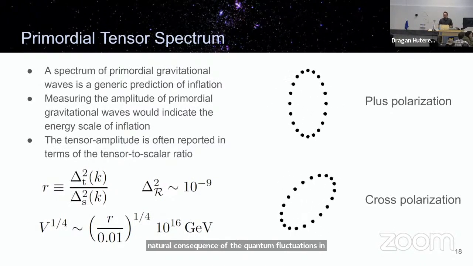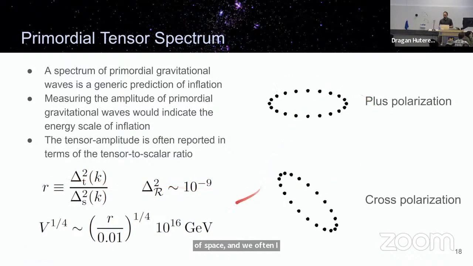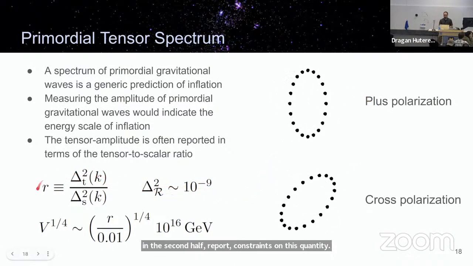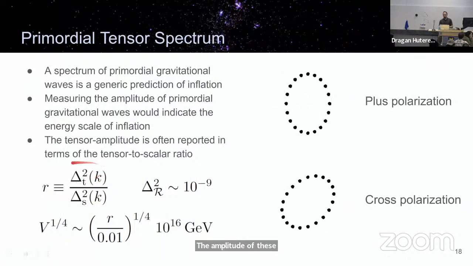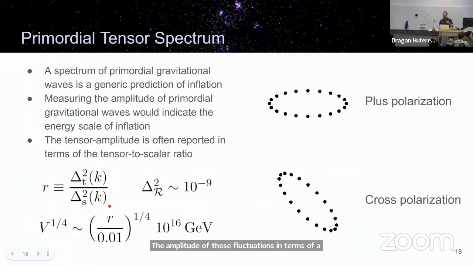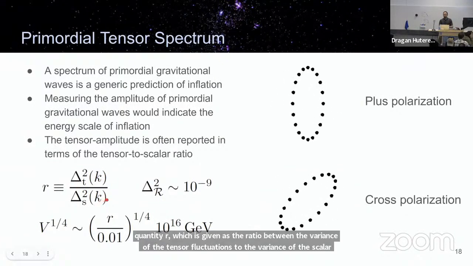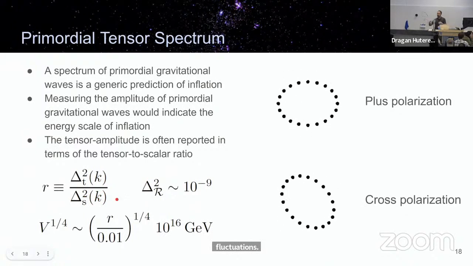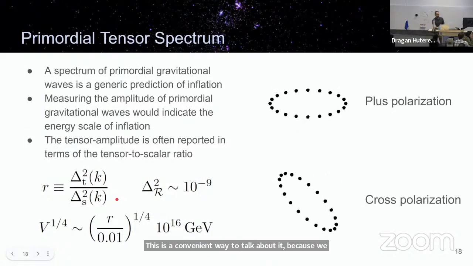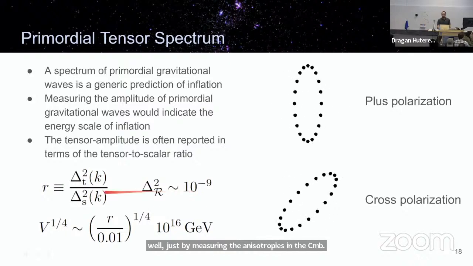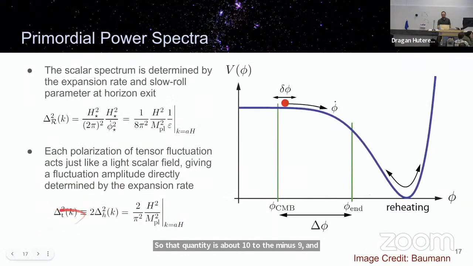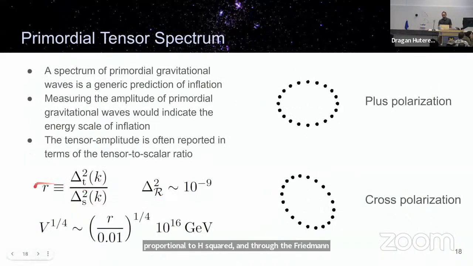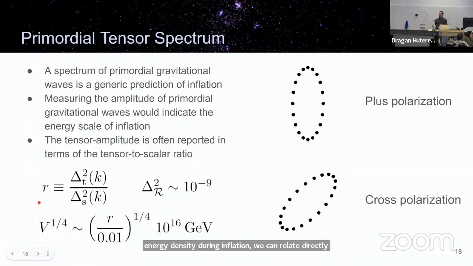And I will, in the second half, report constraints on this quantity, the amplitude of these fluctuations, in terms of a quantity r, which is given as the ratio between the variance of the tensor fluctuations and the variance of the scalar fluctuations. This is a convenient way to talk about it because we measure the variance of the scalar fluctuations very well, just by measuring the anisotropies in the CMB. So that quantity is about 10 to the minus 9. And because the amplitude of the tensor fluctuations is directly proportional to H squared, and through the Friedmann equation, H squared is directly proportional to the energy density during inflation, we can relate r, the tensor to scalar ratio, directly to the potential during inflation.